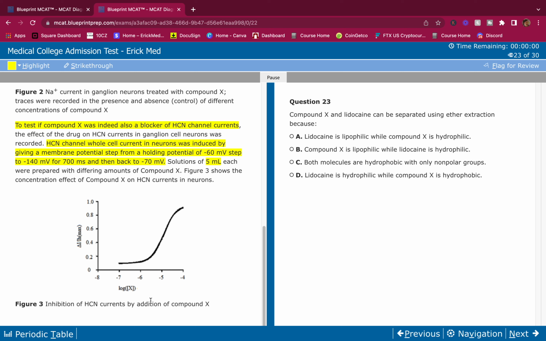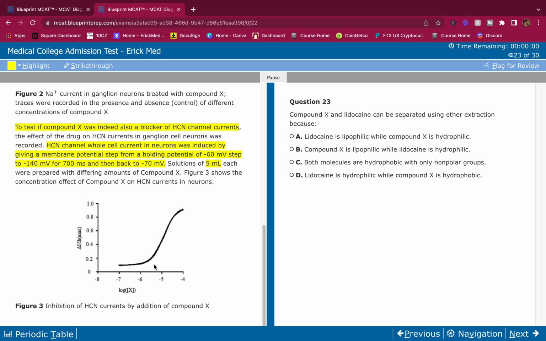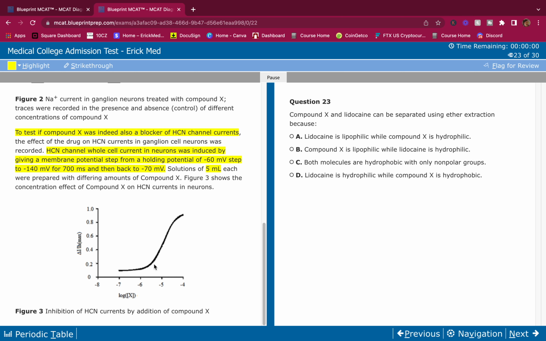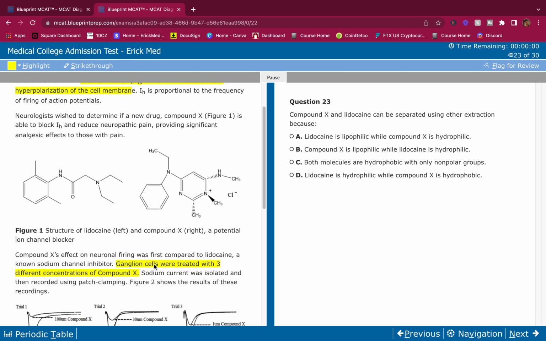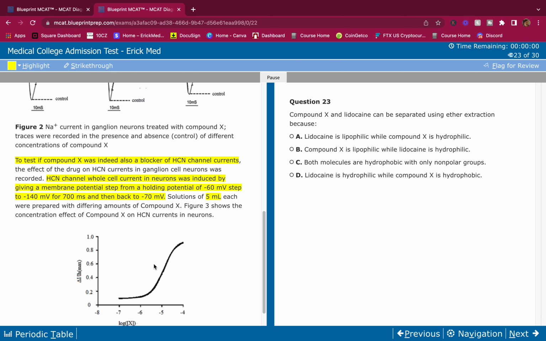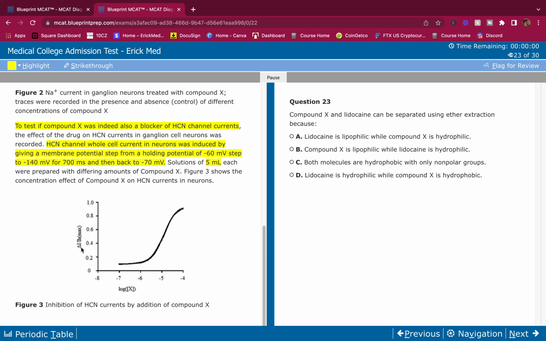So this is the current, and they want to see. That's annoying of them. They just put log X. They could have made this a little more specific. They could have helped us out a little more, but that's fine. This passage, I would say it's on the more difficult one. For me personally, I think it's on the more difficult one. Delta I over IH, that's the current. That's a change in current. And they want to see what the change in current is when they add this compound X with different concentrations.